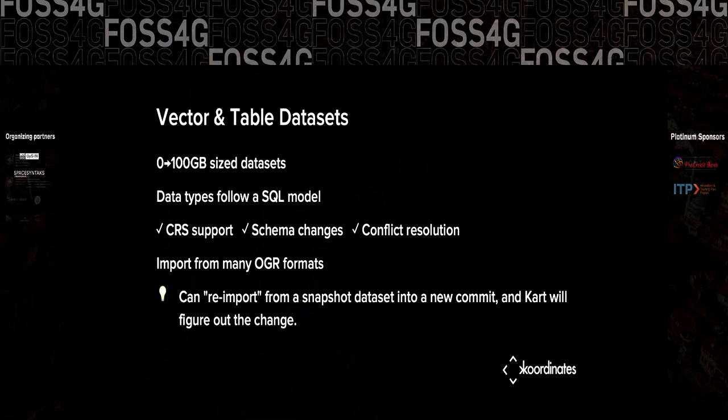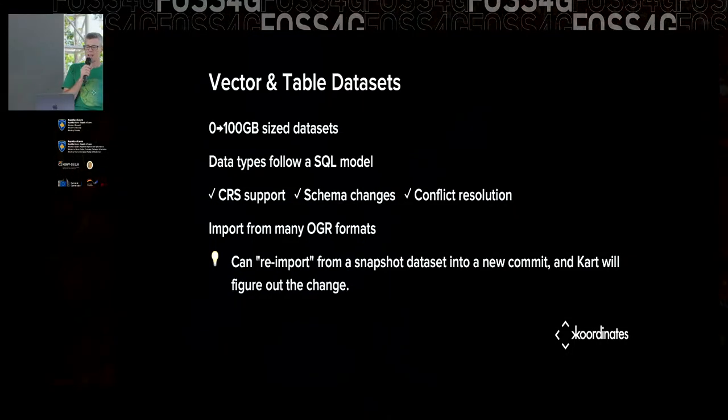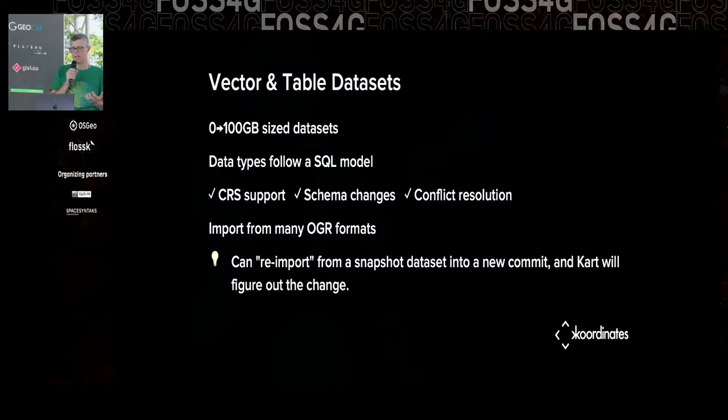So I talked about the vector and table datasets we support. And so we have kind of 0 to 100 gig, which is pretty big. And we try and follow a SQL model. So we have a schema, and you can change your schema over time, and that's OK. But you kind of have to assign data types to columns. And we pull in all this stuff. And we import from many OGR formats. We know about coordinate systems.